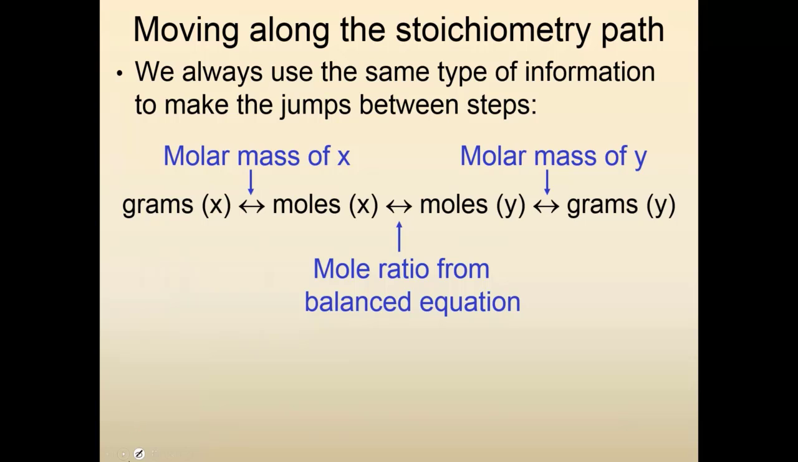Or, let's say instead you are starting with moles of one thing and you're trying to get to grams of something else. Well, if that's the case, you convert moles of X to moles of Y using the mole ratio, and then convert moles of Y to grams of Y using the molar mass. So you can start anywhere along here. You don't necessarily have to use the whole thing, but you can go backwards and forwards on it.